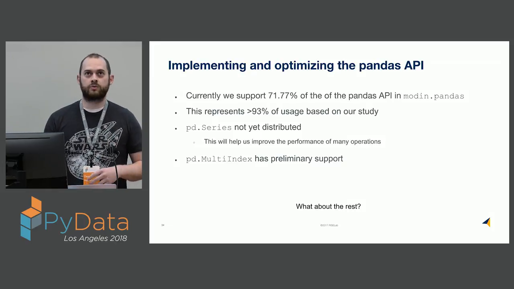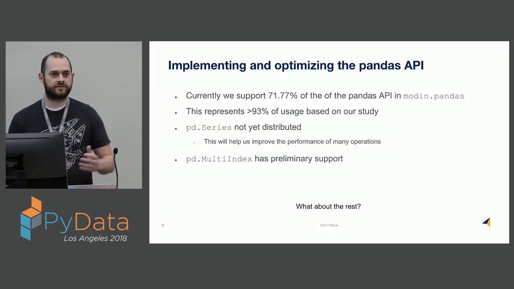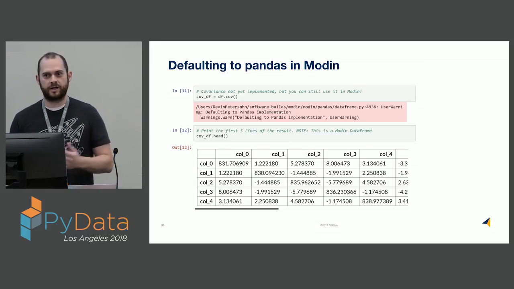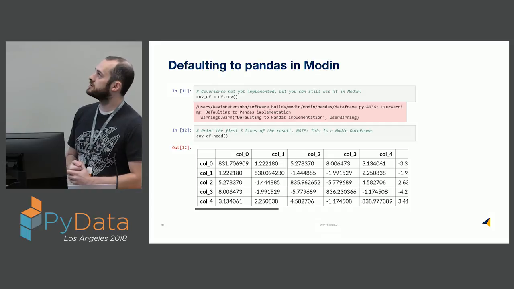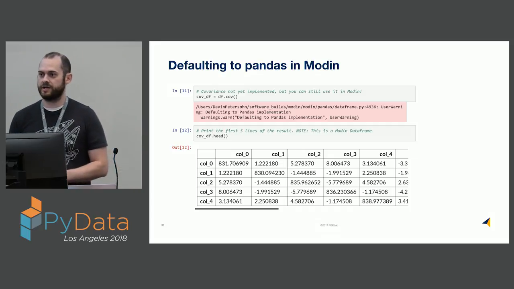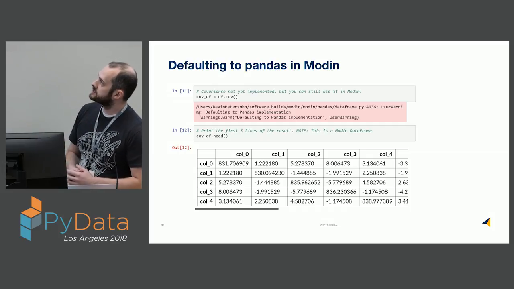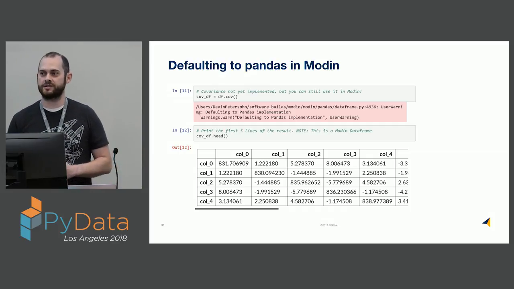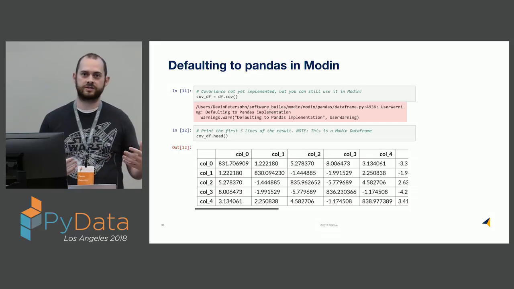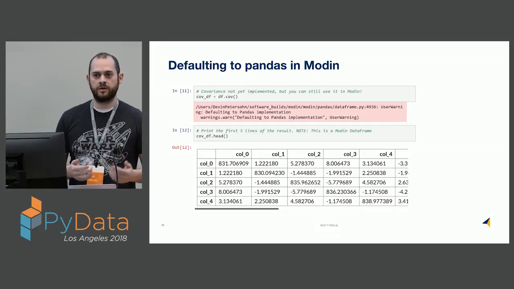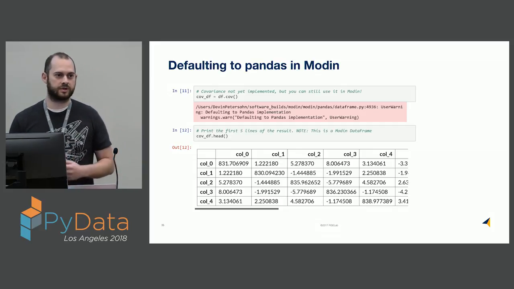But now you may be looking at this and wondering, well, what happens if I fall within that 30%? That's actually quite a bit, right? Well, now you can default to Pandas in Modin, actually, as of this past week. So covariance is something that people use, but it's something that less than 0.5% of people used in our study. So we haven't implemented it yet. And whenever you run this, you get this nice warning that says defaulting to Pandas implementation. That lets you know that there's going to be a performance penalty, effectively, for converting an object to a singular Pandas DataFrame, performing the operation, and then converting it back. We do convert it back at the end so that you can continue using a lot of the distributed operations.